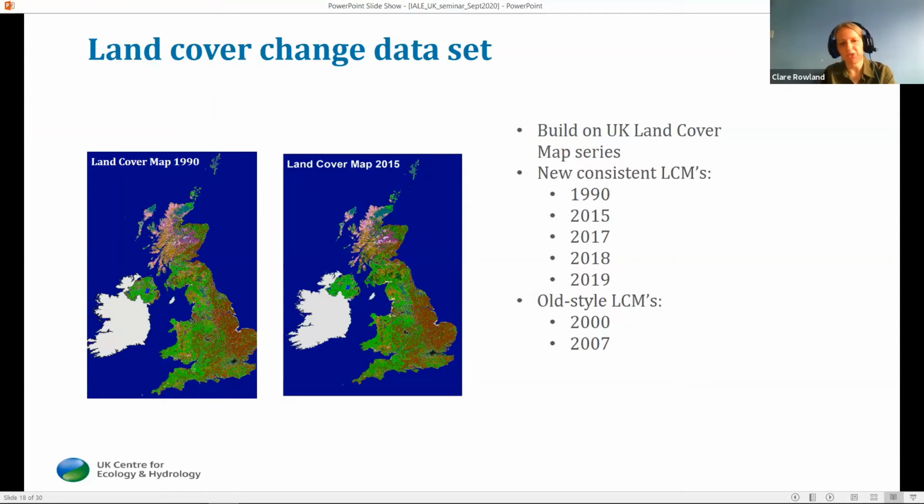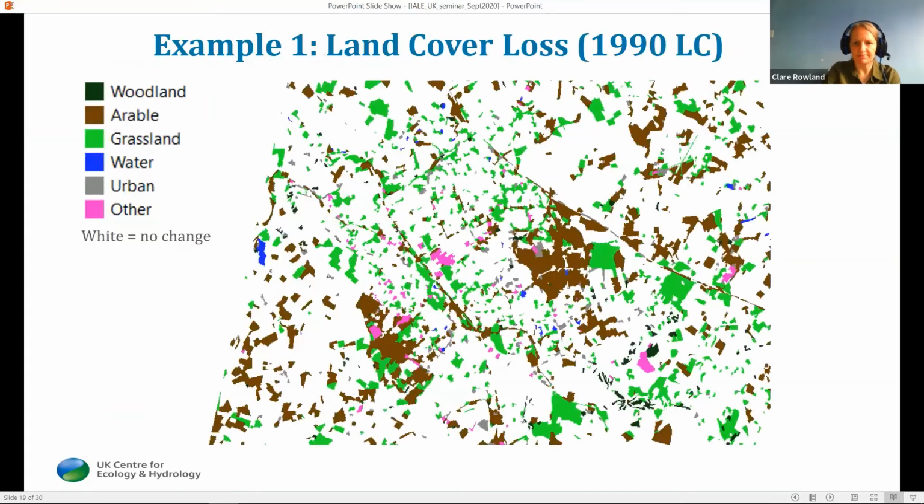And this is important because this has allowed us to produce our first UK-wide change data set. Before the summer, we also released 3 other new land cover maps, Land Cover Map 2017, 2018 and 2019. We've still got 2 older style land cover maps in the land cover map family. So 2000 and 2007 still use different spatial structures and different sets of classes, so they can't be involved in any of the change work at the moment.